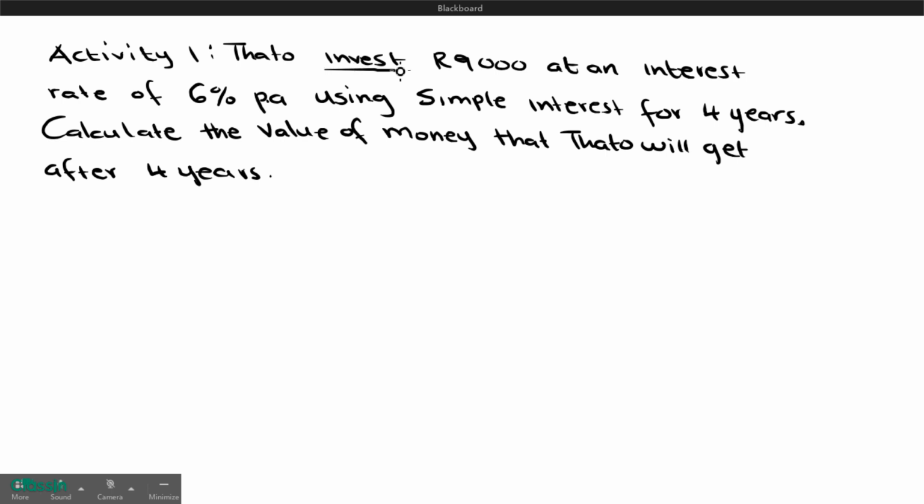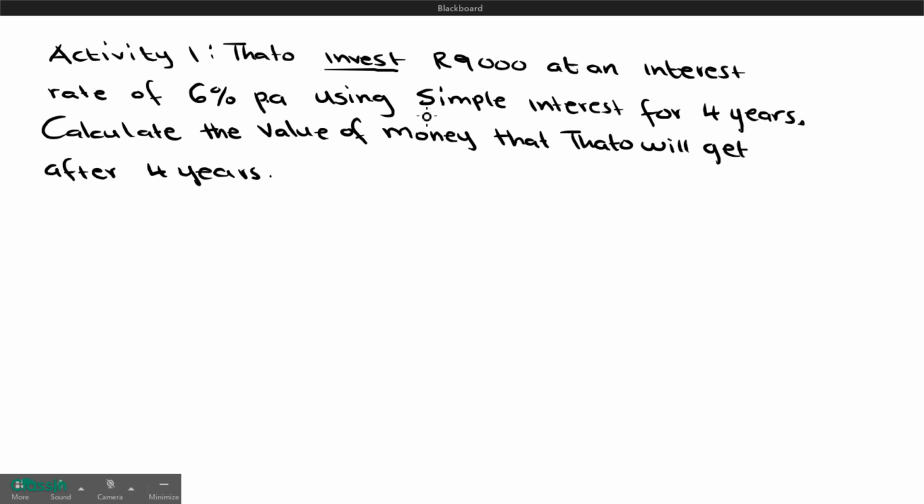So what is he investing? He is investing 9,000. At what rate? At the rate of 6% per annum. Which method is he using? The simple interest method. For how many years? 4 years. Now they say calculate the value of money that Thato will get after 4 years.